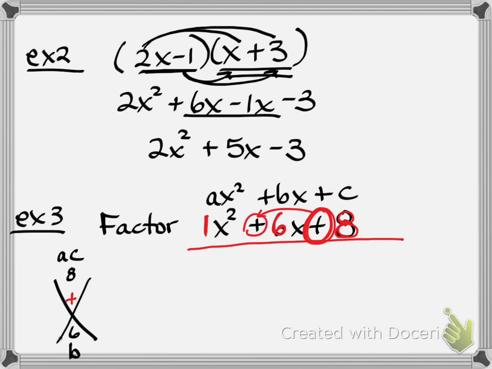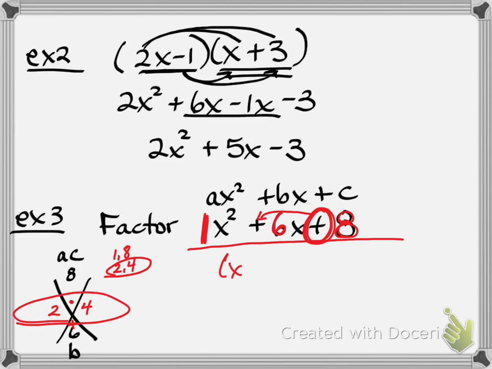So, whoops. I didn't do that right. Let me erase that. I want numbers that multiply to 8 and add to my 6, and both of them are pluses. Adding, and both are pluses. So I list the factors of 8, 1 times 8 and 2 times 4. And 2 and 4 are the ones that work for both. They multiply to 8 and they add to 6. And the trick was, if a was a 1, then these were our answers right here. It was just x plus 2, x plus 4.